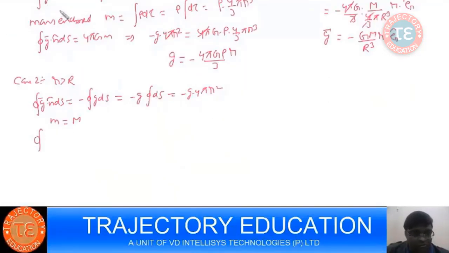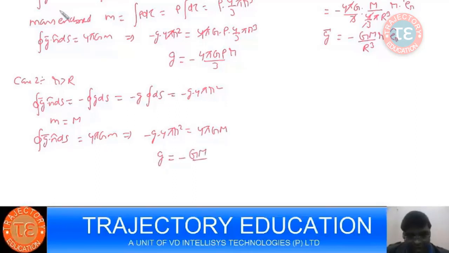So Gauss law gives you flux of g dot n dS equals 4 pi GM. So minus g 4 pi r square equals 4 pi G capital M. So g is minus GM by r square. So your g comes to be minus GM by r square e_r, right? Okay, so this is your g. So we have found g inside and we have found g outside.